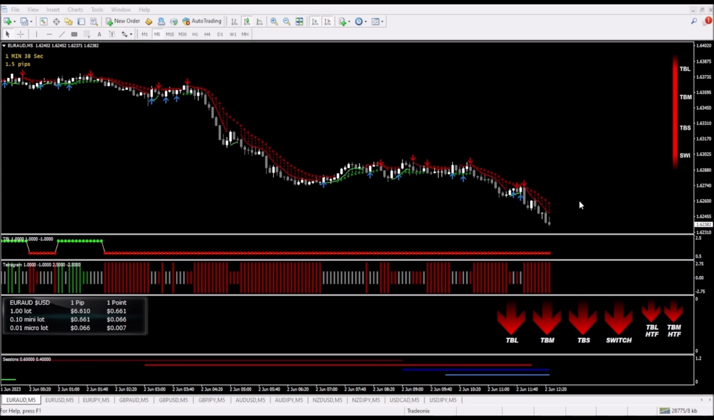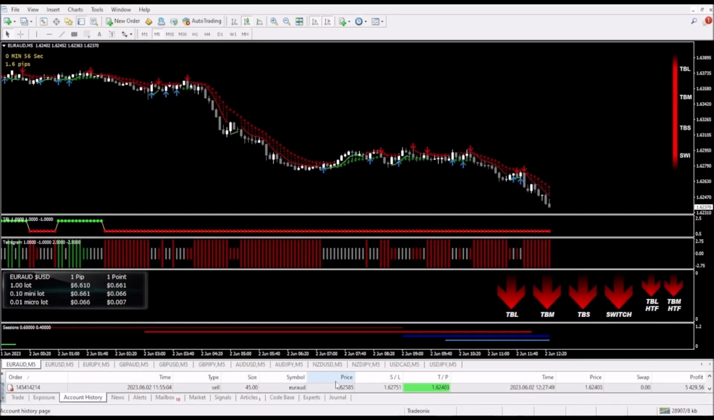So let's take a look and see what the profit on this trade was. So this being the Euro Australian dollar, we went short, and on this one, after hitting the take profit, we made $5,429.56. Now again, this was a really nice, clean, smooth trade thanks to the Tradeonix trading system.